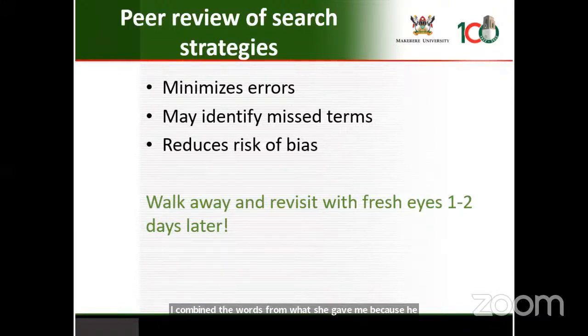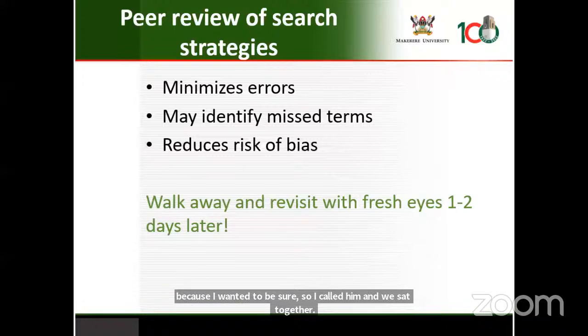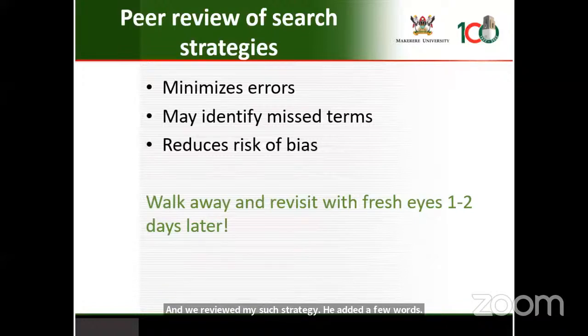I combined, but because I wanted to be sure, so I called him and we sat together and we reviewed my search strategy. He added a few words. I actually ran the search and sent him an EndNote library of searches, and he found only how many? A few studies. So he told me, I said, okay, come back. So we went back on the table and we revised the search strategy. You can always revise and revise until you get what you want.